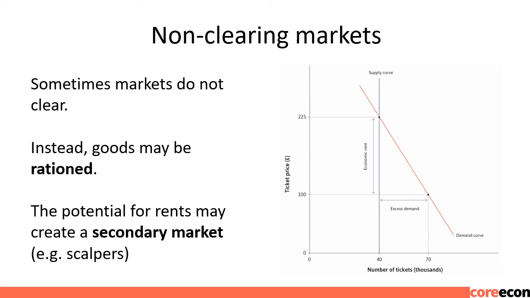This is where the price mechanism fails to allocate the good. Tickets get rationed by another mechanism. Scalpers usually buy up those tickets at the price of 100 pounds and sell it in the secondary market/black market at a much higher price. There is an economic rent of 125 pounds to be made on each ticket. The economic rent leads to the emergence of the secondary market, which helps to clear the market for concert tickets.